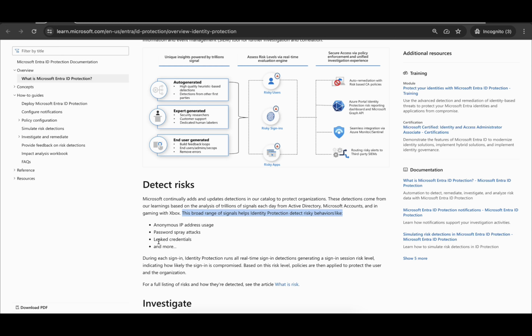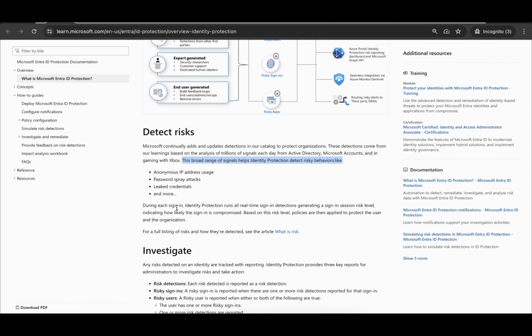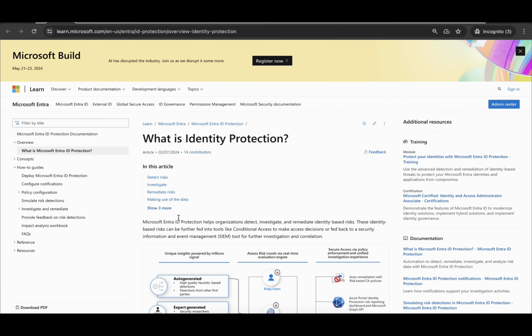Password spray attacks, leaked credentials, and more. During each sign-in, Identity Protection runs all real-time sign-in detections, generating a sign-in session risk level, indicating how likely the sign-in is compromised. Based on this risk level, policies are then applied to protect the user and the organization. So do read this topic.